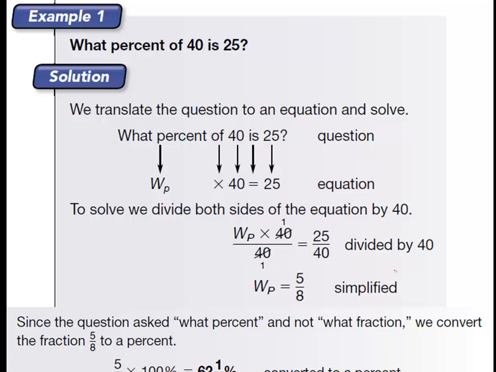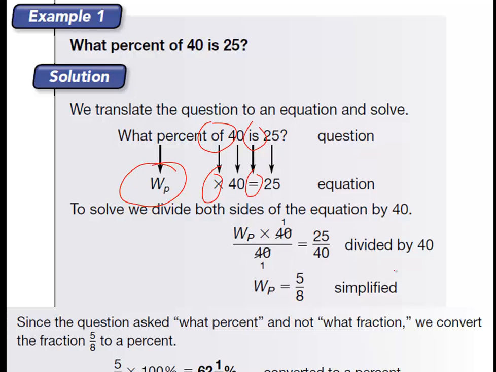In example 1 we've got: what percent of 40 is 25? You remember that for the "what percent" we make that our variable, and we want to isolate our variable. So we write WP. Then we know that "of" equals times and "is" equals. So then we just write it out: what percent times 40 equals 25?